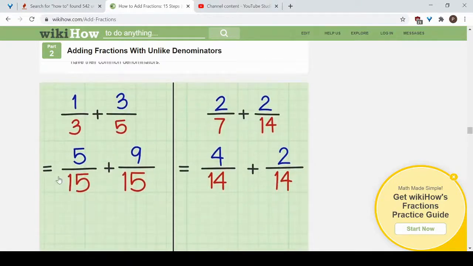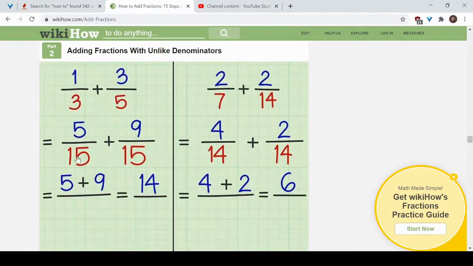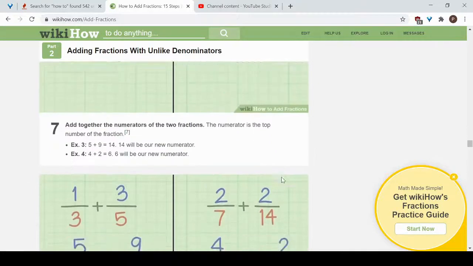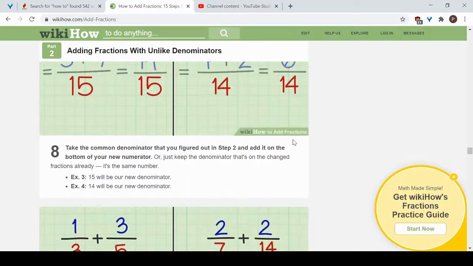Now that they have the same denominator, like in the previous example, we can do the exact same thing and add them together. So we keep the same denominator and we add the top numbers. It's going to give us 14 over 15. This one's going to give us 4 plus 2, 6 over 14. Okay, so we add the top, 14, and the other, 6. It gives us 14 15ths and 6 14ths. And now we can simplify.